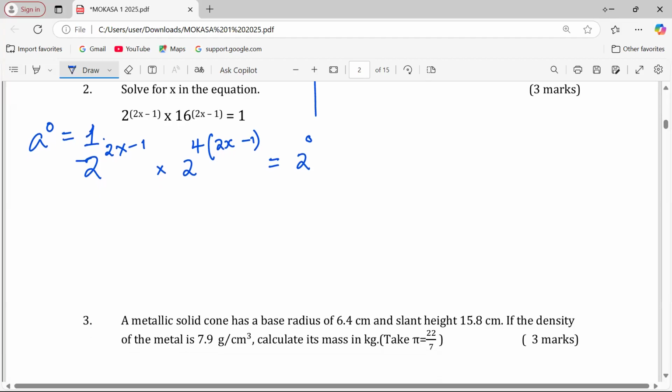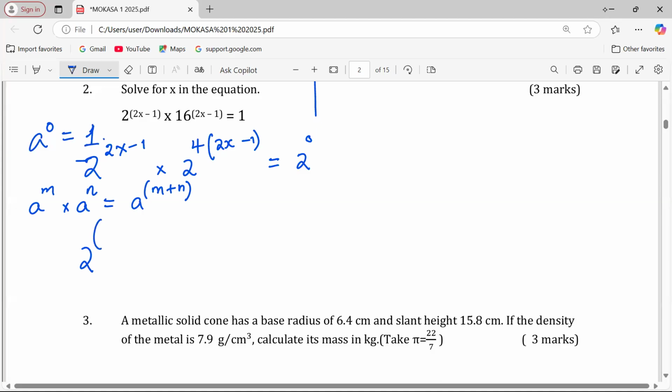Now we can apply some more laws. In case we have the same base raised to a given power, multiplied by the same base to a different power, we take the base, then the powers are just added. This is the multiplication law of indices. So applying it in our equation now, it will be 2.